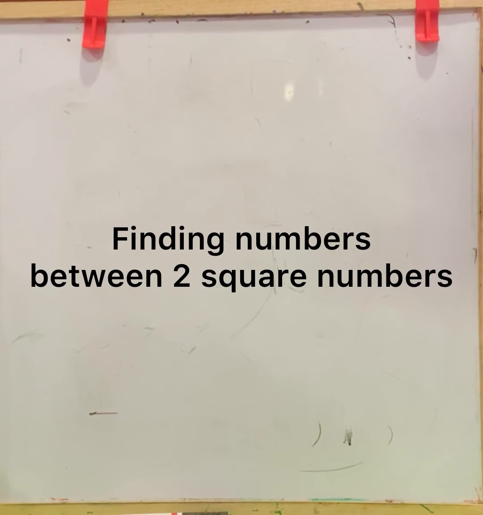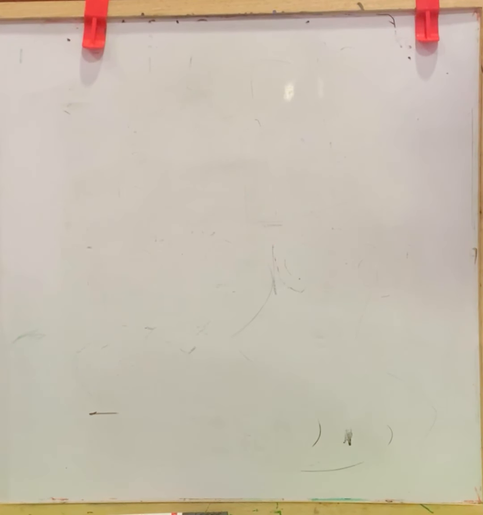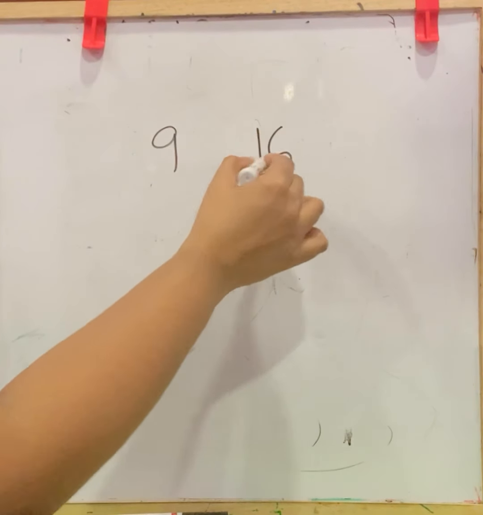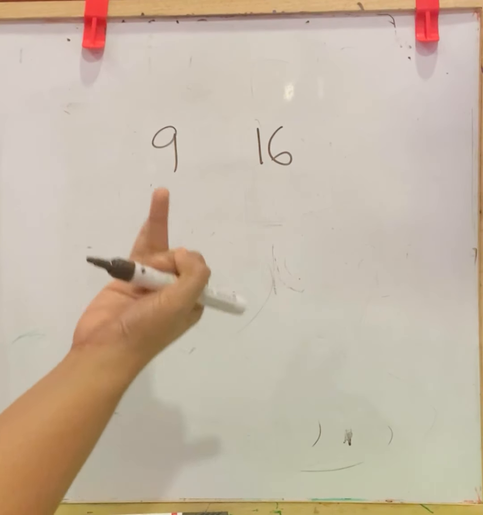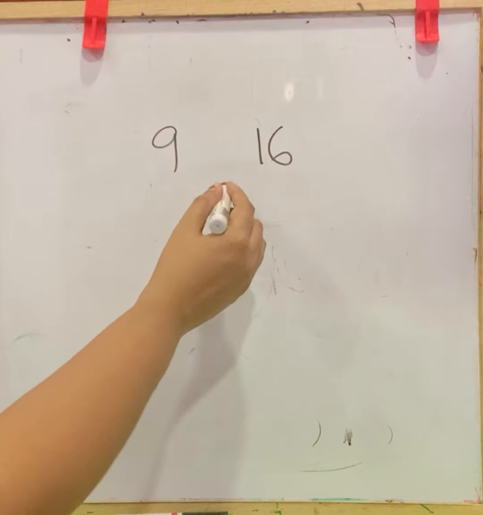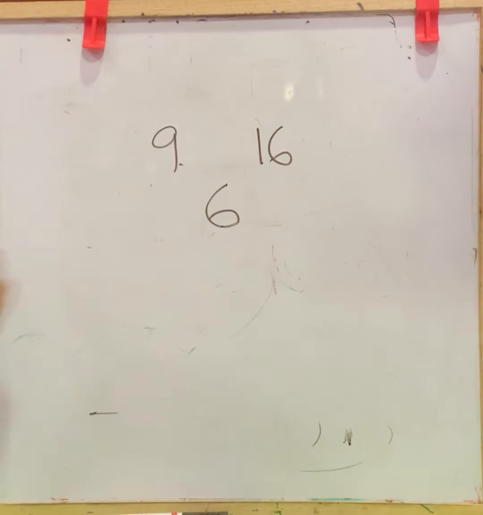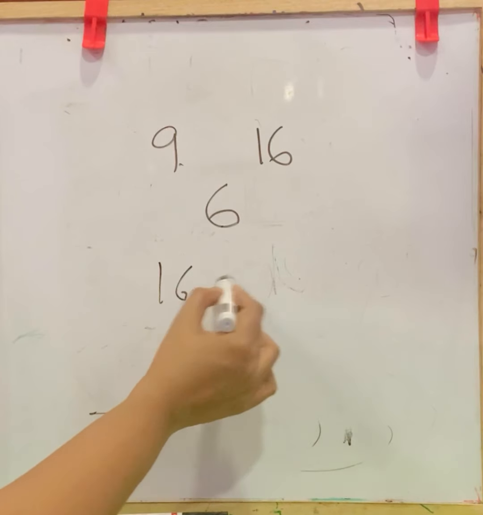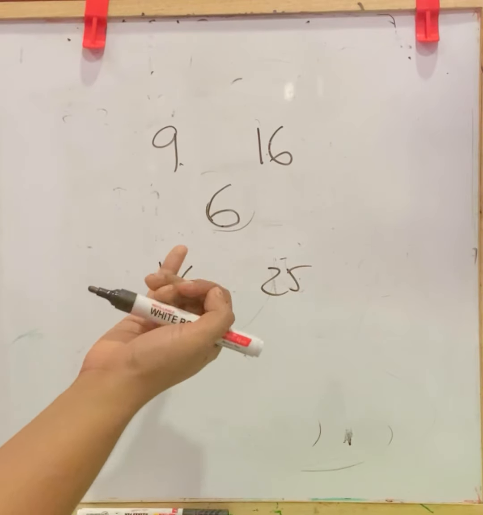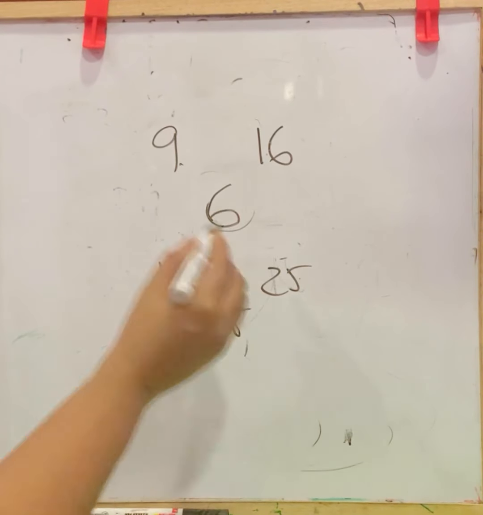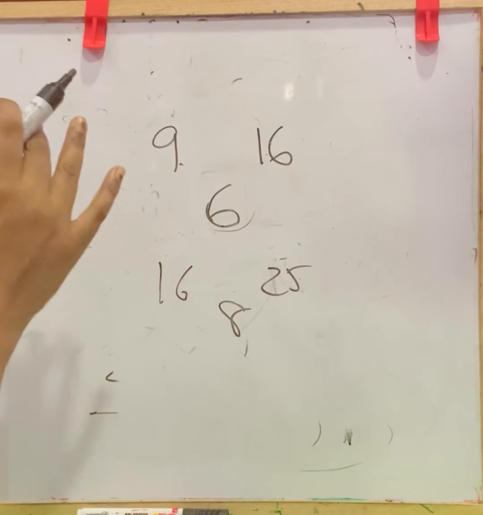Next property is finding the numbers between two square numbers. How many numbers are there between two square numbers? Let us do it with some examples. We know 9 is a square number and 16 is a square number. How many numbers are there in between 9 and 16? There are 10, 11, 12, 13, 14, 15, 6 numbers. Next, 16 and 25. How many numbers are there in between? 17, 18, 19, 20, 21, 22, 23, 24, 8 numbers. So there is a general form for this.